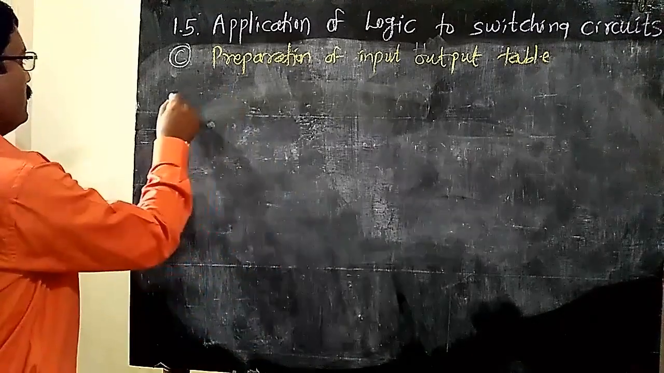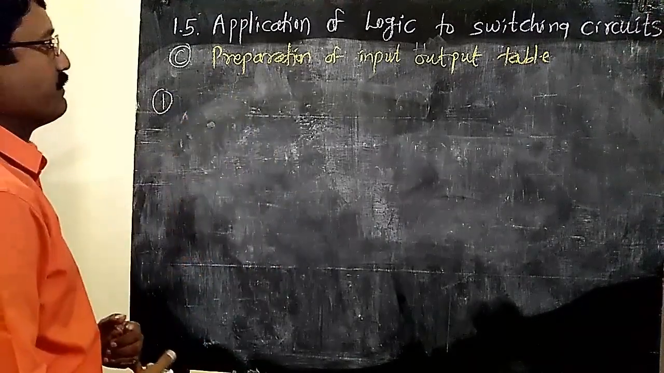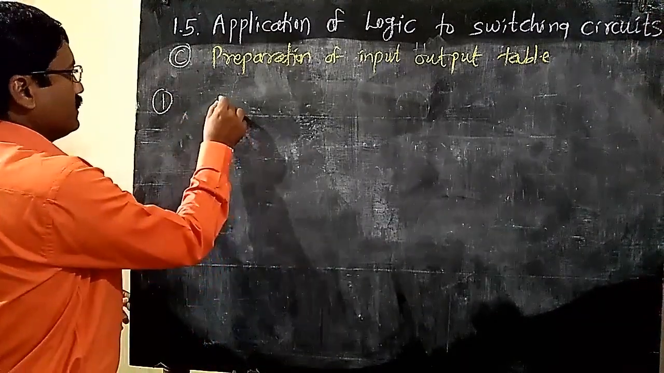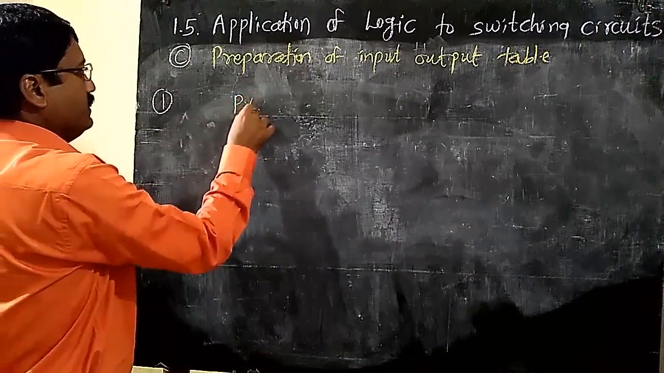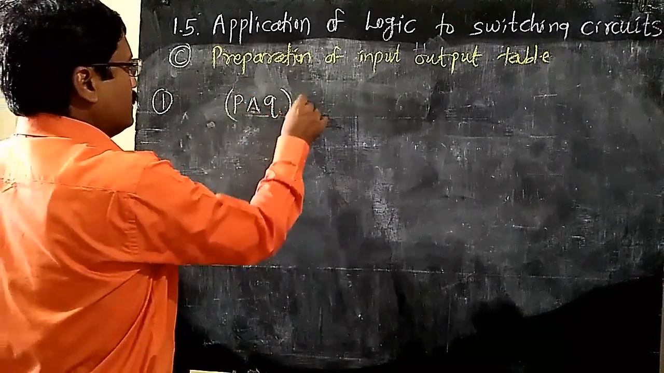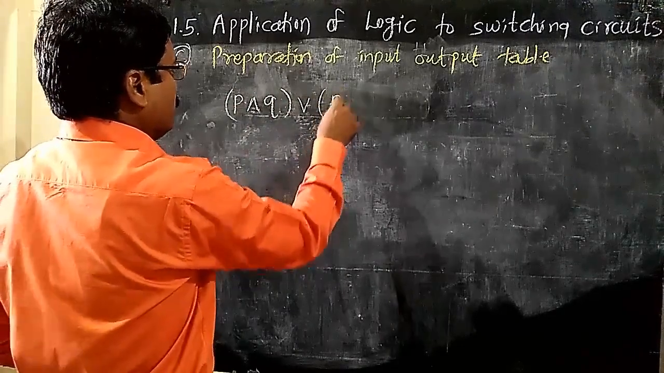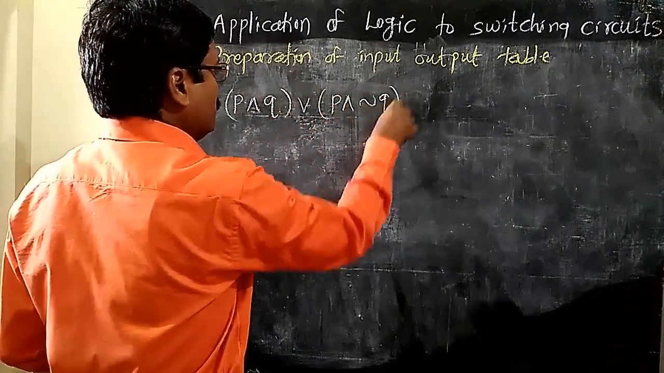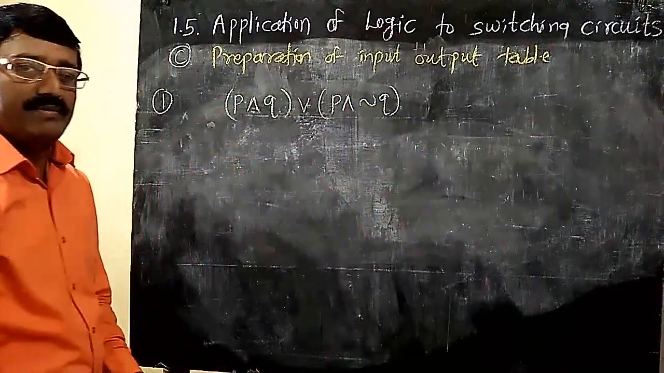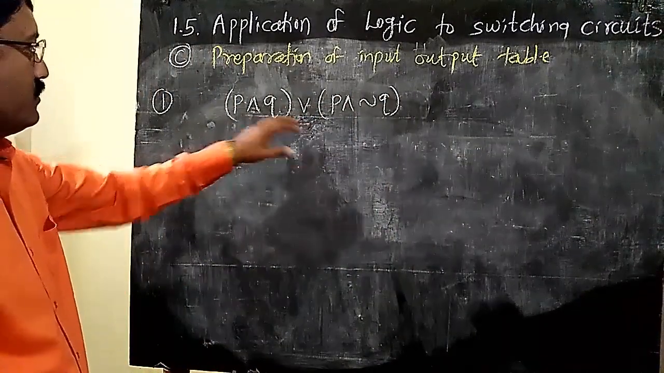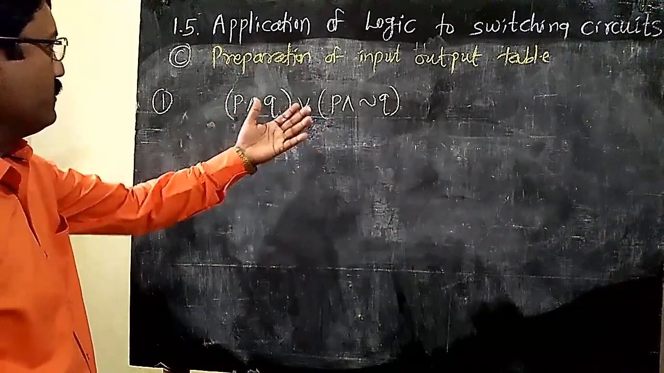Let us see one example related to this: the equation of input output table. The given statement pattern is (P and Q) or (P and negation Q). Without simplifying, we have to prepare the truth table, because we could simplify by taking this P common.